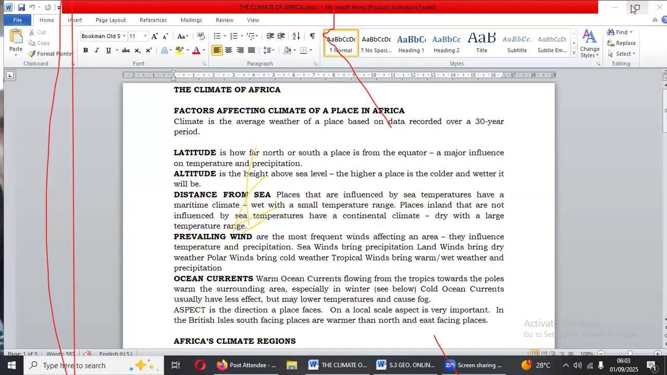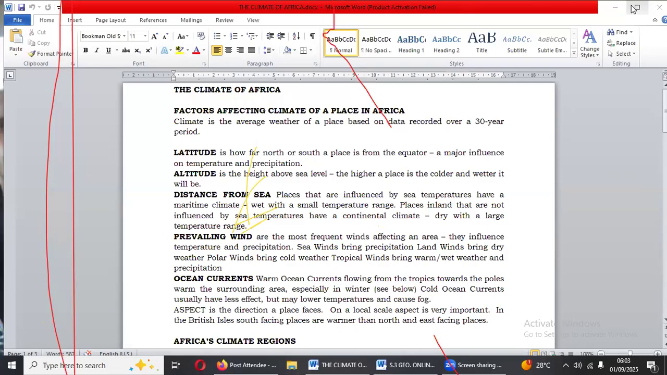Then let's talk about altitude. I've said that altitude is the height above the sea level. The higher a place is, the colder and wetter it will be. So the moment you move to a higher level, the colder it becomes. And again, when you slope down, you find you're experiencing some wet conditions. How can we relate that with the climate change?